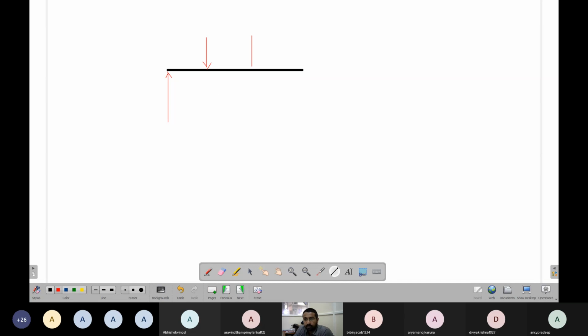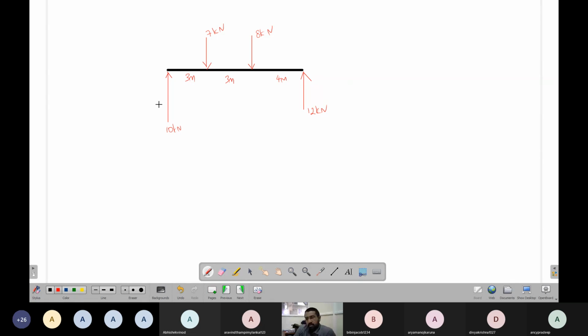Let's say we have another force here. Okay. So let's say this is 10 kN. Let's say this is 7 kN. Let's say this is 8 kN. Let's say this is 12 kN. Let's say this is 3 meters. This is also 3 meters. This is 4 meters.